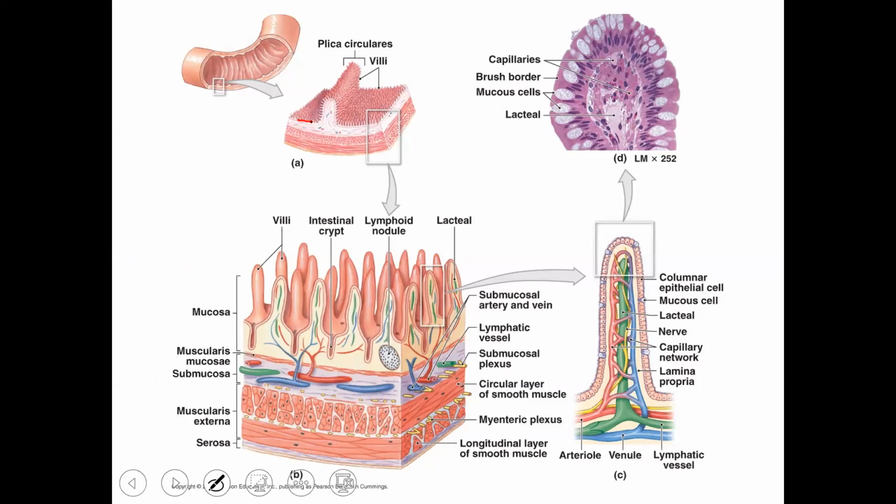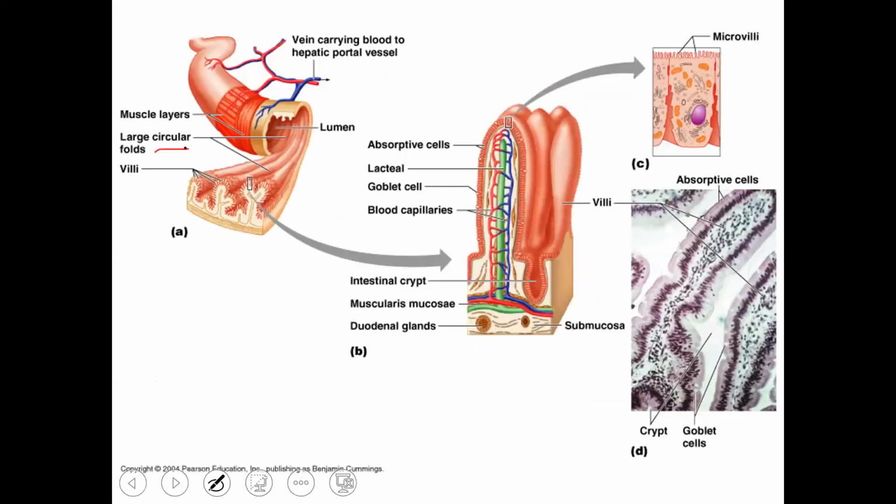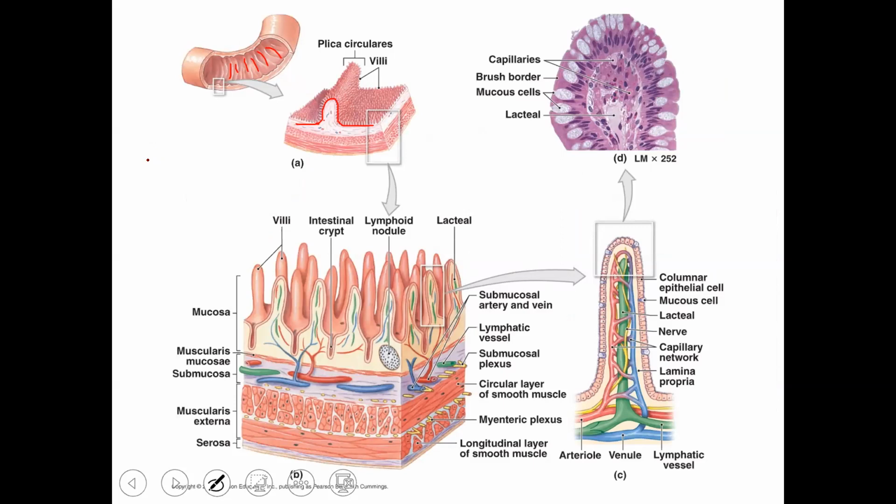This is a plica circularis. That's the fold. It's like when you pull up your sleeve, you're going to have these foldings inside of here. Those are called plica circularis, or there's another name, the large circular folds. Okay, and then on each of these plica circularis, if I enlarge this surface, okay, so this is this plica circularis.